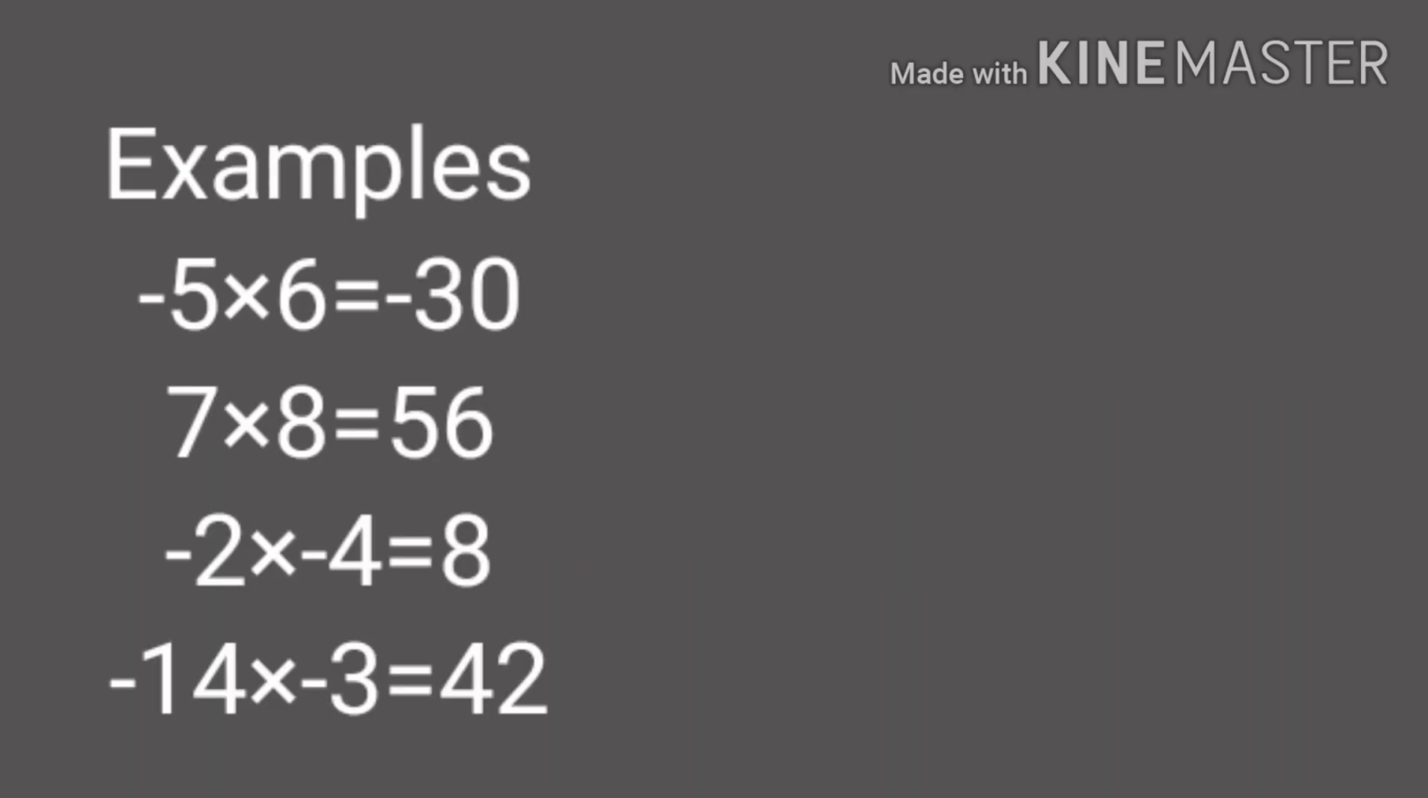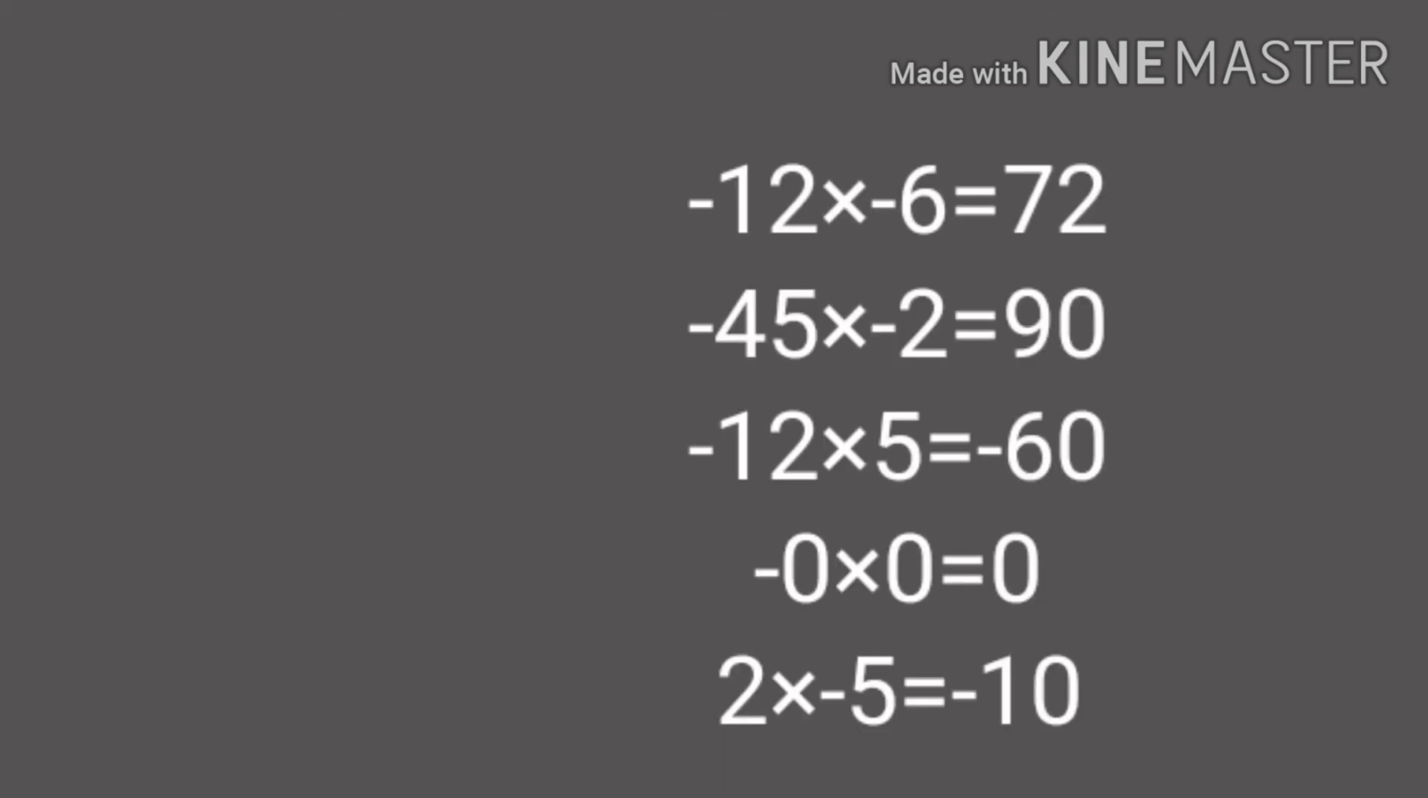In this chart, now I am giving some examples of multiply integers. Negative 5 multiply 6 is equal to negative 30. Then 7 multiply 8 is equal to 56. Then negative 2 multiply negative 8 is equal to 8. Some rules are following here. The other chart I am giving here. Sometimes I speak in Marathi also, you have to look appropriately.